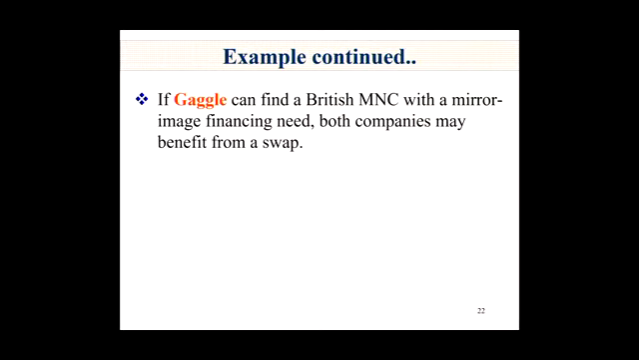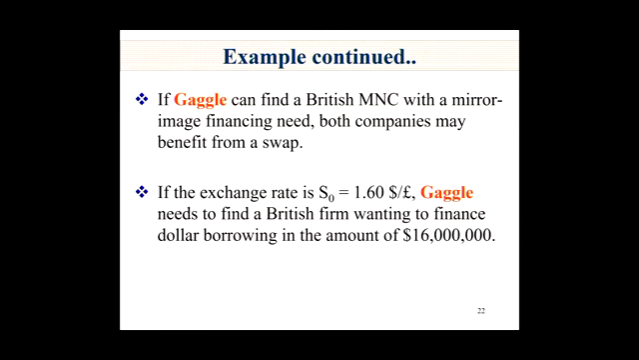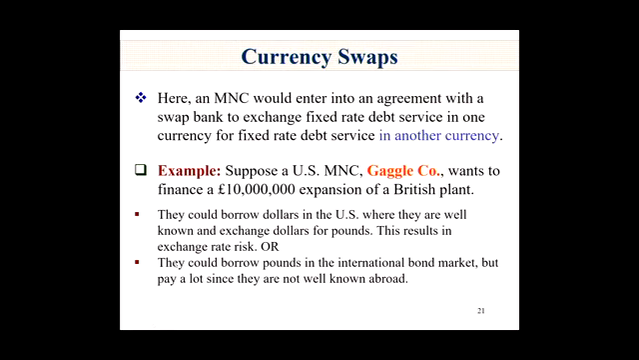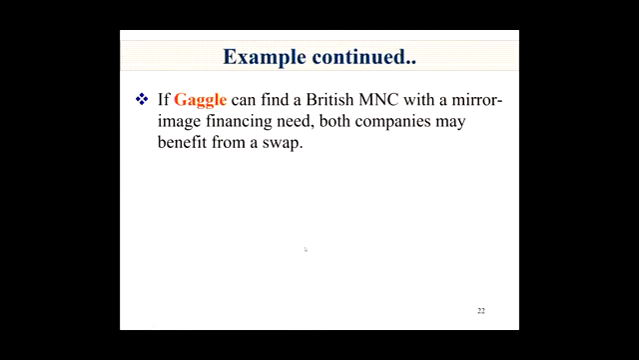Okay. Now, what if they can find a British company that's got the same financing need? With a mirror image financing need. Okay, so basically, what if they could find a British company that needed to raise dollars? That company is going to face the same problem, right? They will be better off borrowing in the UK, but they've got a dollar debt, right? So they've got the same problem, just in the other currency. Okay, so what could they do? We could swap.